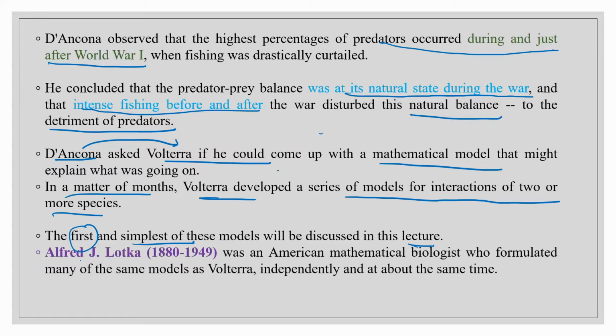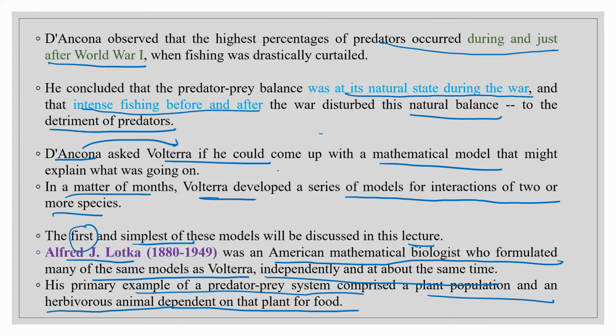and also there was another person, Alfred Lotka, an American mathematical biologist who also formulated the same model as Volterra independently and about the same time. So the name is written as Lotka-Volterra because it was developed by both of these, but both of them did it independently without knowing each other.